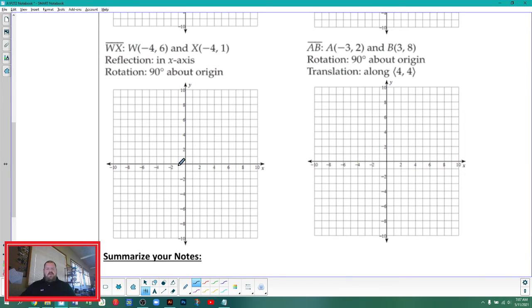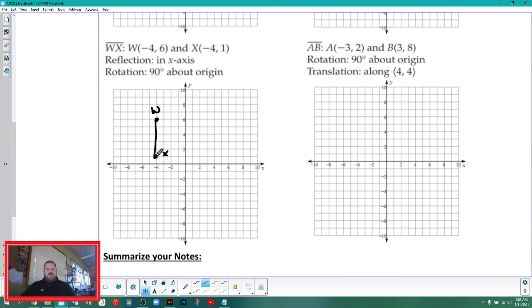W is at -4, 6. -4, 6, that's where W lives. Of course. And X is at -4, 1. We want to reflect this in the x-axis. I'll switch colors again. I want to reflect it in the x-axis.